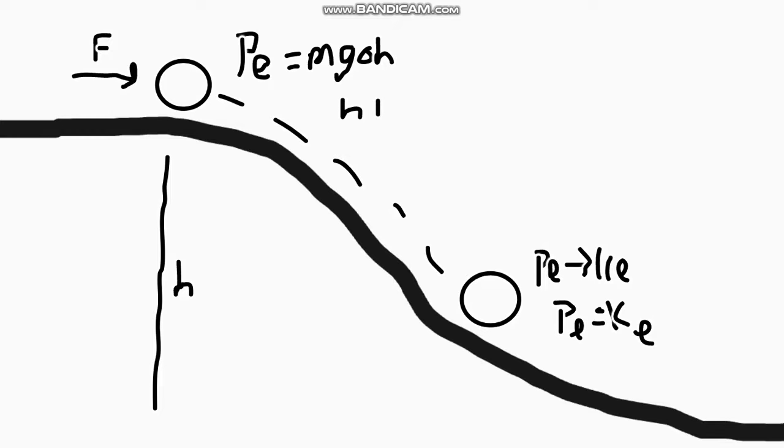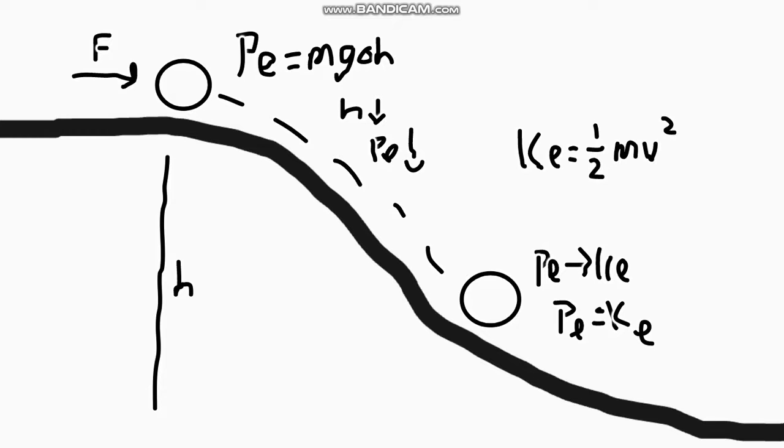So as the height decreases, it's directly proportional to the potential energy, so the potential energy would decrease also. And the equation for kinetic energy is 1/2 mv squared. And as the ball rolls down the hill, its velocity increases. And as the velocity increases, the kinetic energy will also increase.